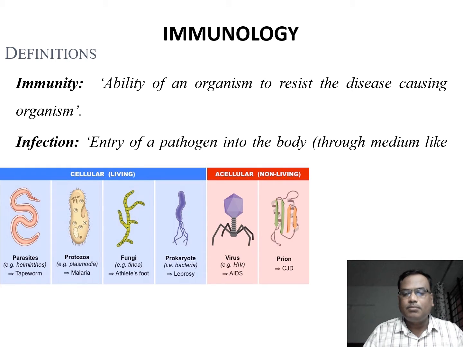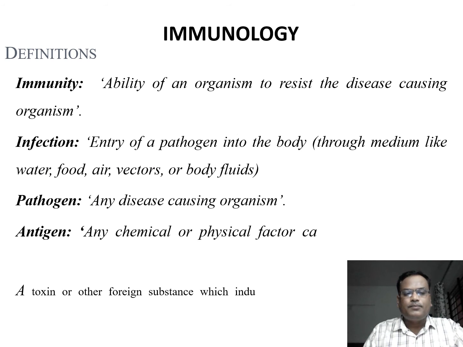And then we have some worms like ascaris, pinworm, hookworm, etc. And of course there are some other molecular level pathogens. They are not organisms, but they are molecules which can cause disease, like prions.